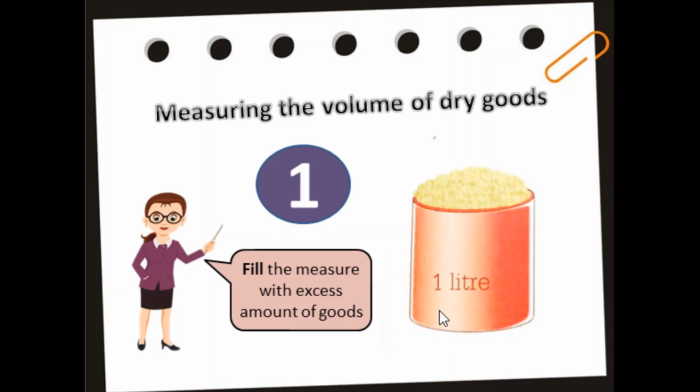First, do not put less, but put more of the good that you will measure. Fill the measure with excess amount of goods. That is step 1 for measuring volume of dry goods.